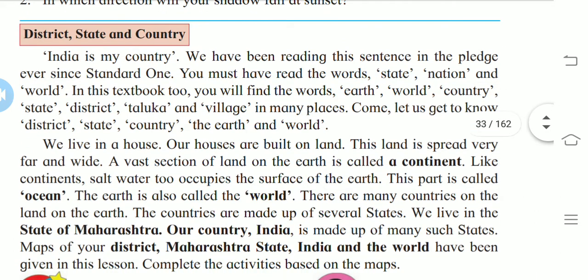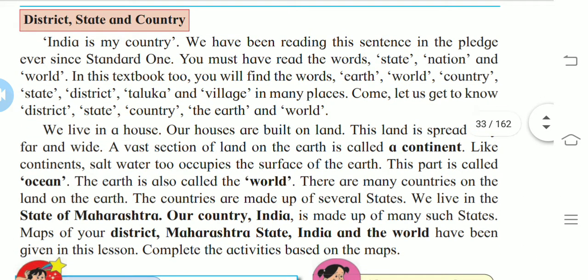District, state, and country. India is my country. We have been reading this sentence in the pledge ever since Standard 1. You must have read the words state, nation, and world. In this textbook too, you will find the words earth, world, country, state, district, taluka, and village in many places. Come, let us get to know district, state, country, the earth, and world.